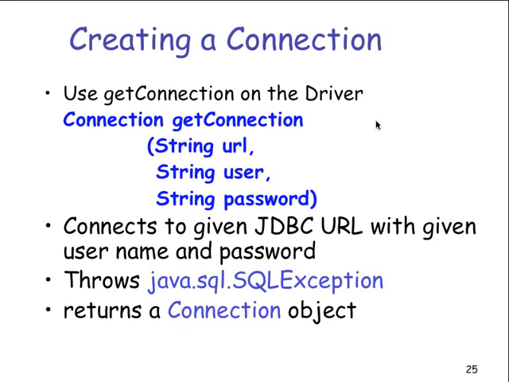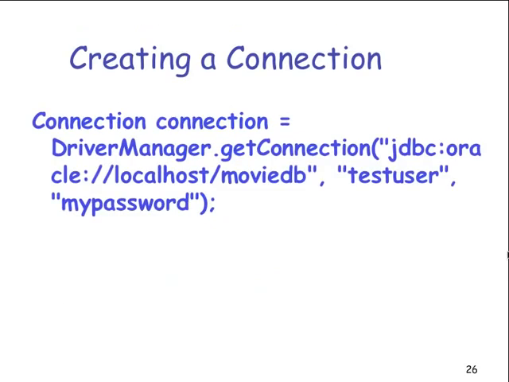So, in terms of creating the connection, you can use getConnection on the driver with the URL, the username, and the password. It connects to the database with the given name and password, and throws a Java SQL exception. Which is interesting, because now you can get SQL exceptions. So you can get that ORA-whatever connection error and work with it. You still have to go look it up, but you still get the connection error.